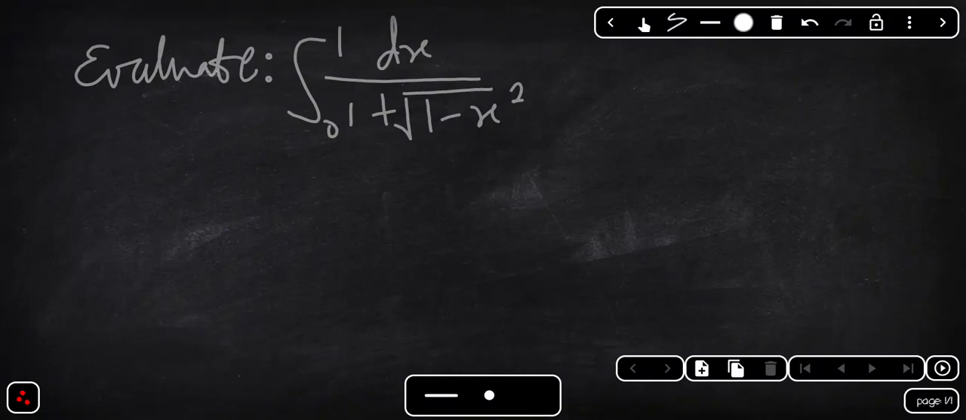So in today's video, we want to solve this definite integral. So the integral from 0 to 1 of x over 1 plus square root of 1 minus x squared dx.